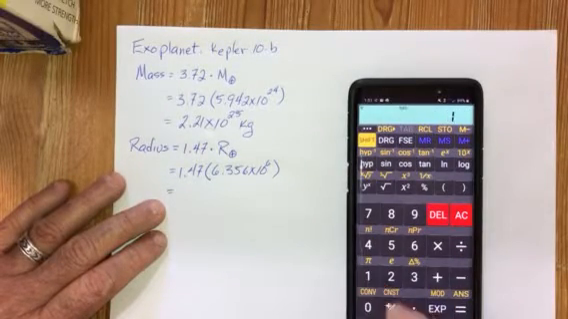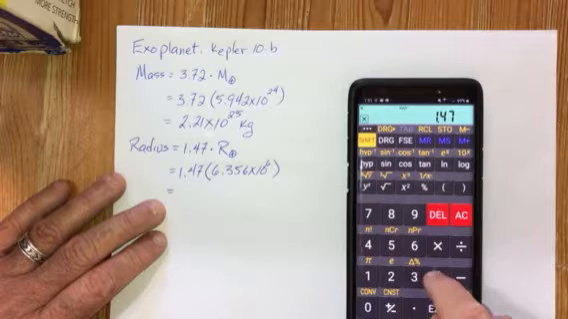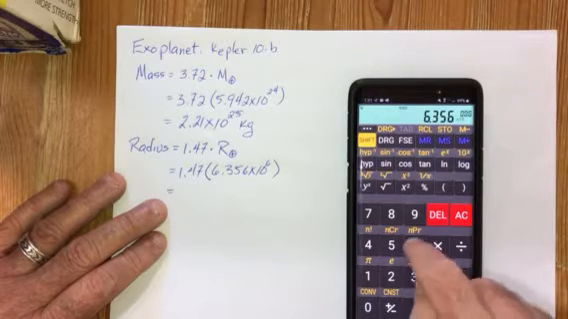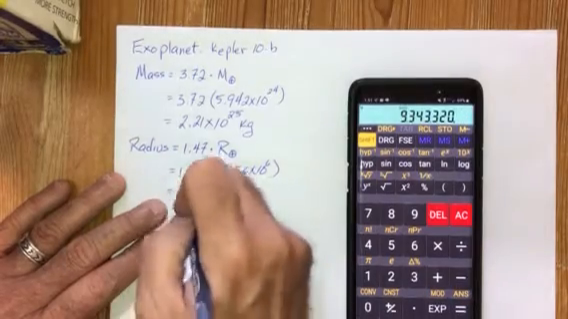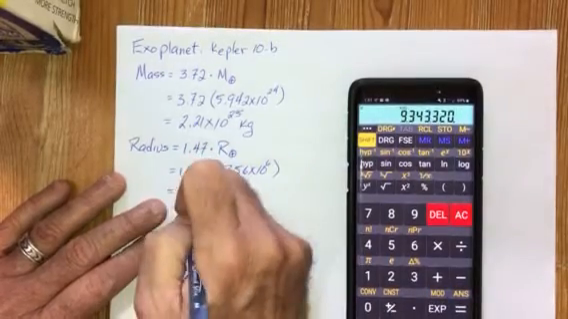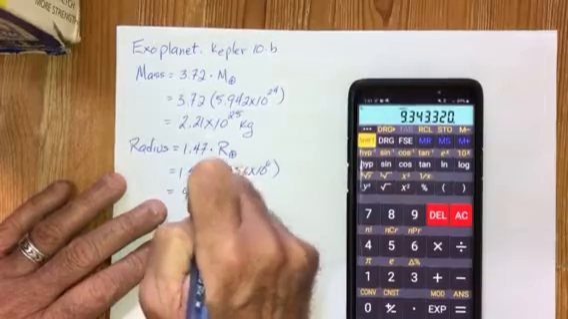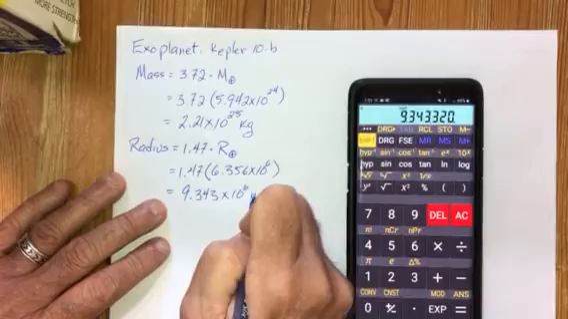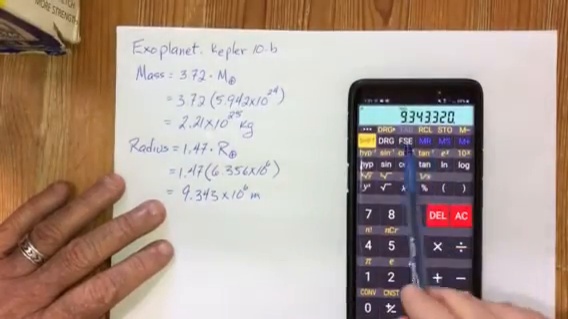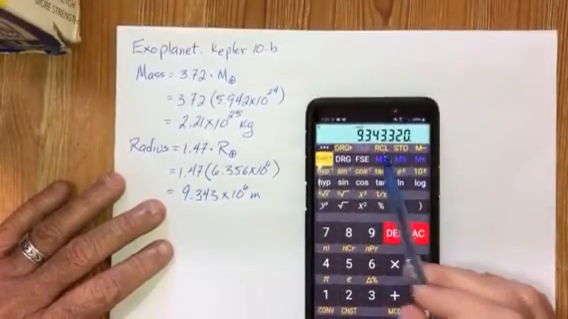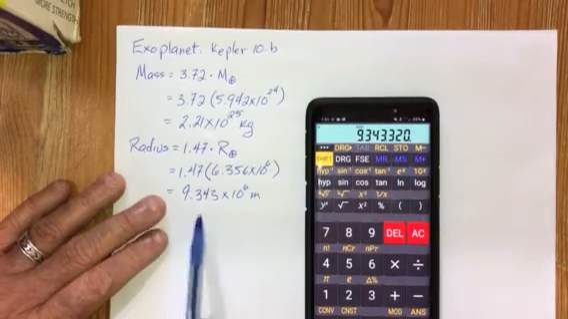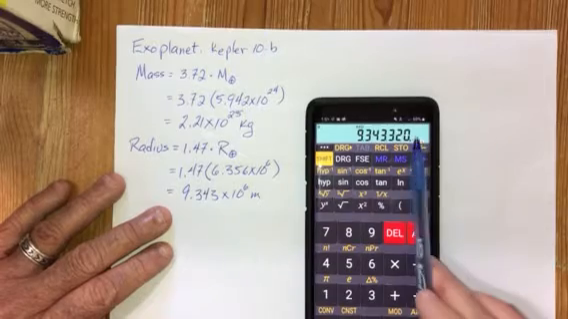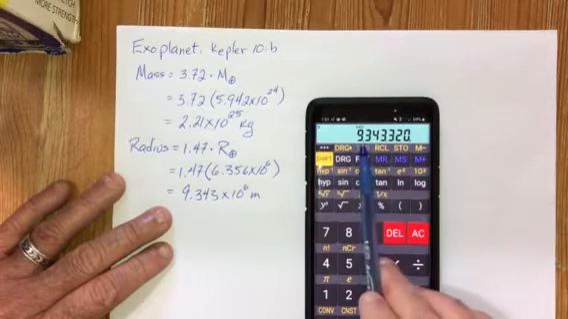So we'll multiply those, 1.47 times 6.356 exp6, and we get 9.343 times 10 to the 6th meters. So we converted that number, which was 9,343,320. We rounded it off and we called it 9.343 times 10 to the 6th meters and moved the decimal point 6 places to the left.